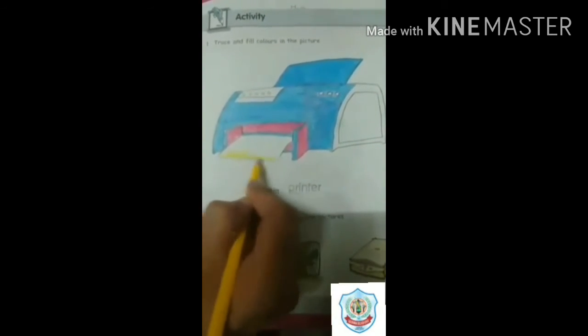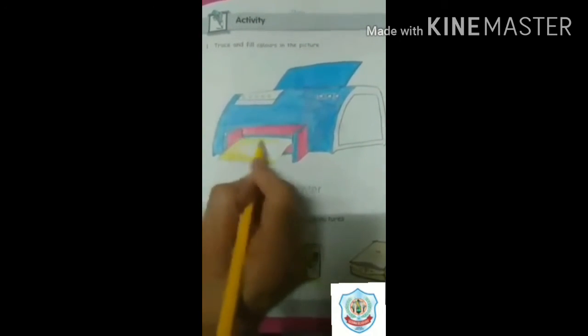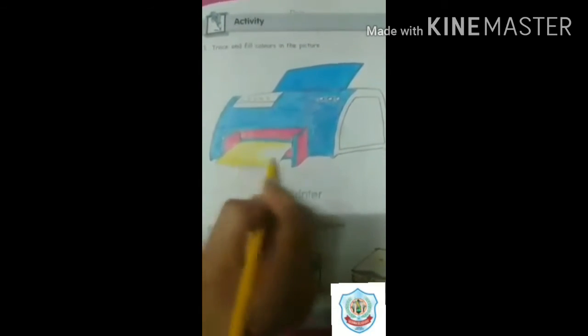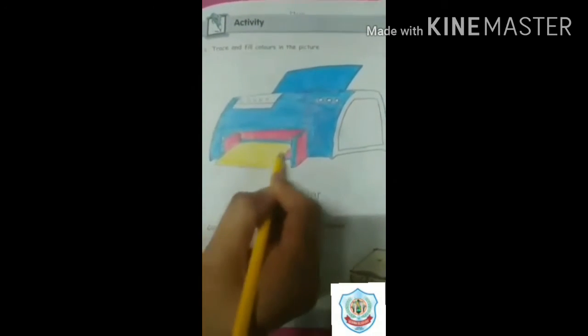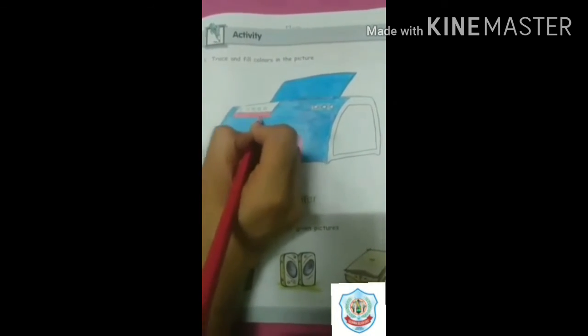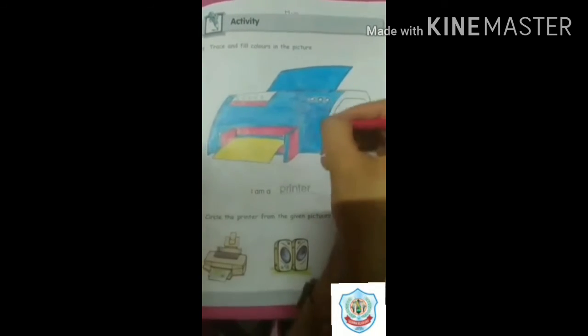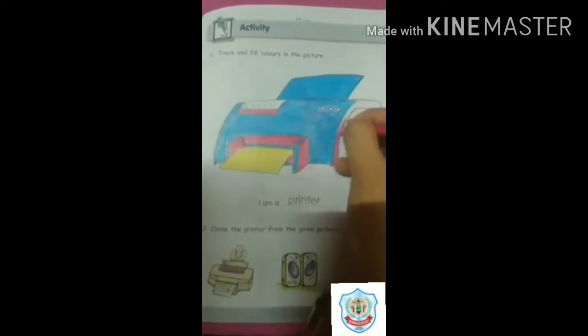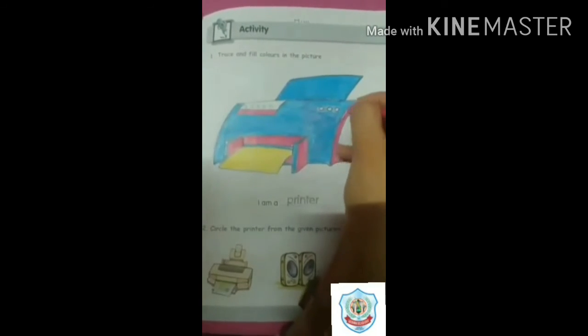Now I will fill yellow color. In this portion I will fill pink color. In this portion I will fill pink color too. Fill color beautifully and neatly.